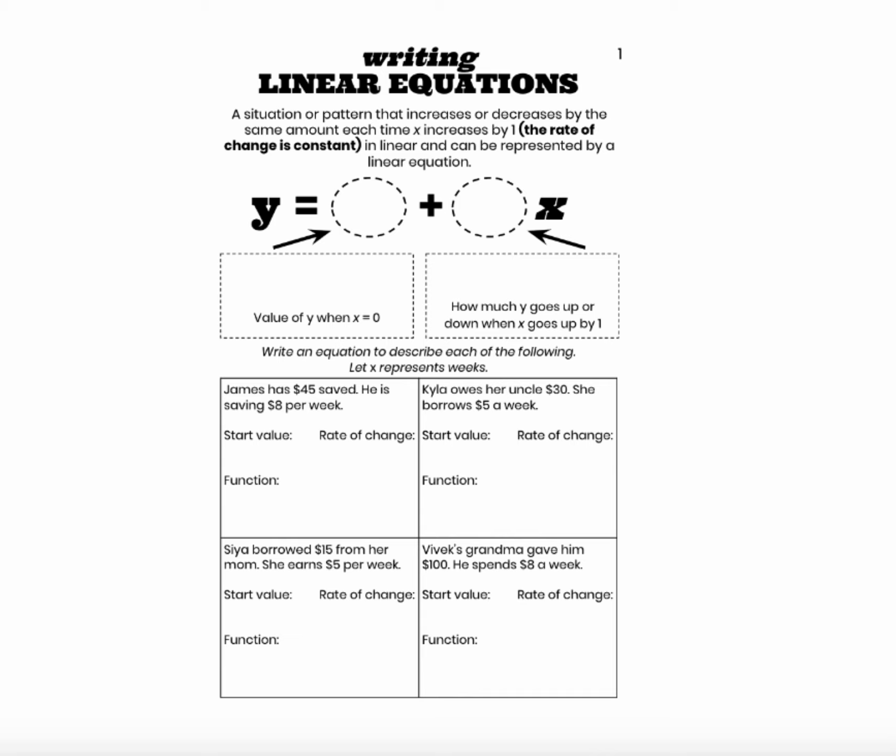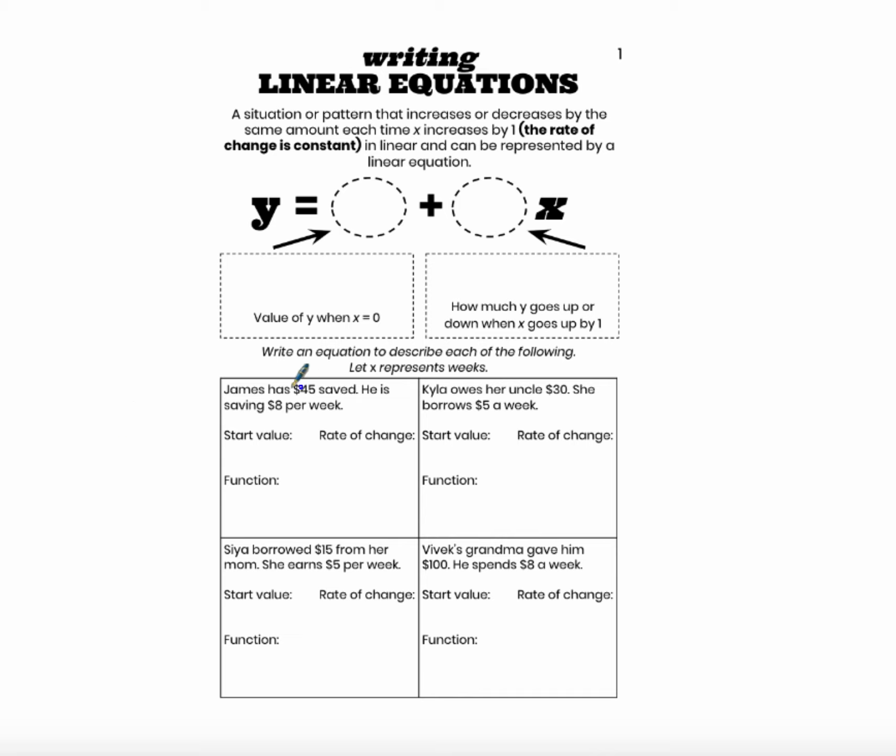On our first page of our linear function unit notes, we learn how to write a linear equation. Now we can only write a linear equation when a situation or a pattern is linear, and that means that the situation or pattern increases or decreases by the same amount each time x increases by 1. This means that our rate of change is constant.